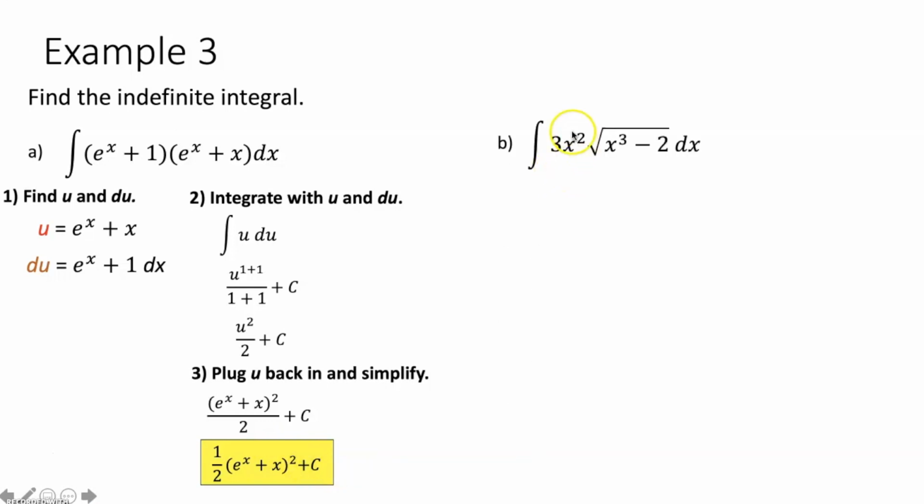Part B, doing the same thing. I have multiple functions being multiplied together in the same integral. Because of that, I need to use U-substitution to help me integrate this. So what am I going to set u equal to? Well, I usually set u equal to my innermost function. In this case, that would be x cubed minus 2.